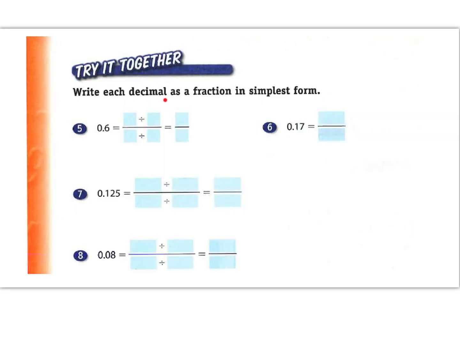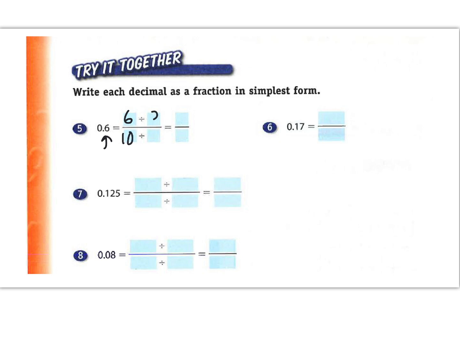This says, write each decimal as a fraction in simplest form. So now we are going from decimals to fractions. So I'm going to be saying the decimal and reading it as it should be read. So this is 0 and 6 tenths. It's in the tenths place.